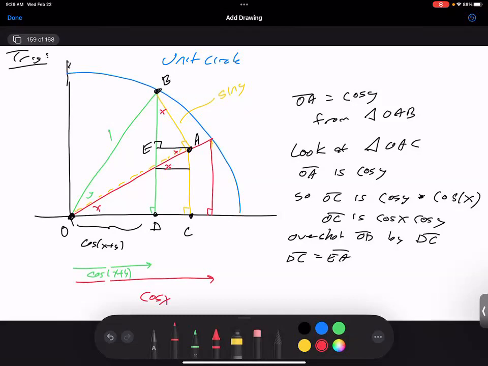So EA is the opposite side to angle X with a triangle of hypotenuse sine of Y. So it's going to be the hypotenuse times the sine of X, which is the sine of Y, sine of X, because the hypotenuse is the sine of Y. And so putting it all together, we get OD is OC minus DC, which is cosine X, cosine Y minus sine X, sine Y.